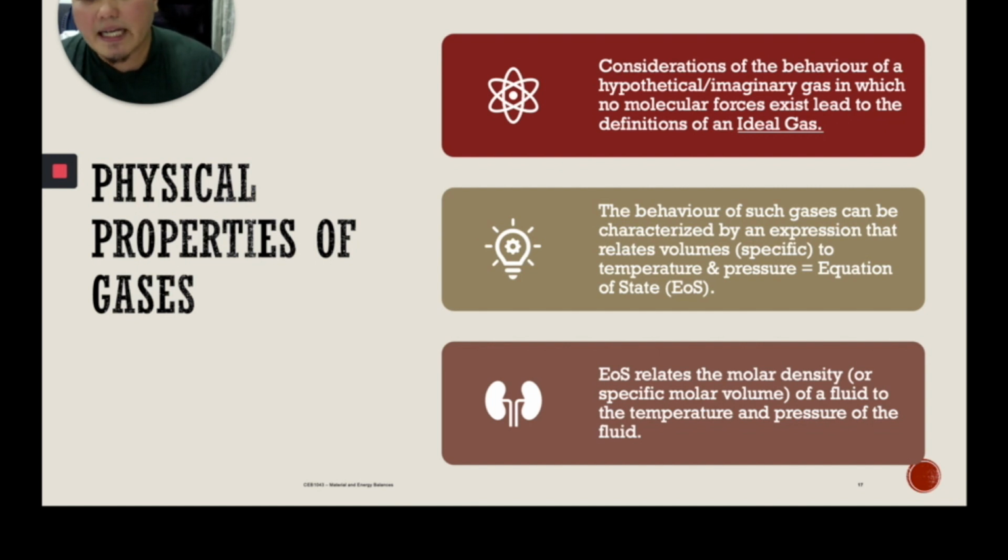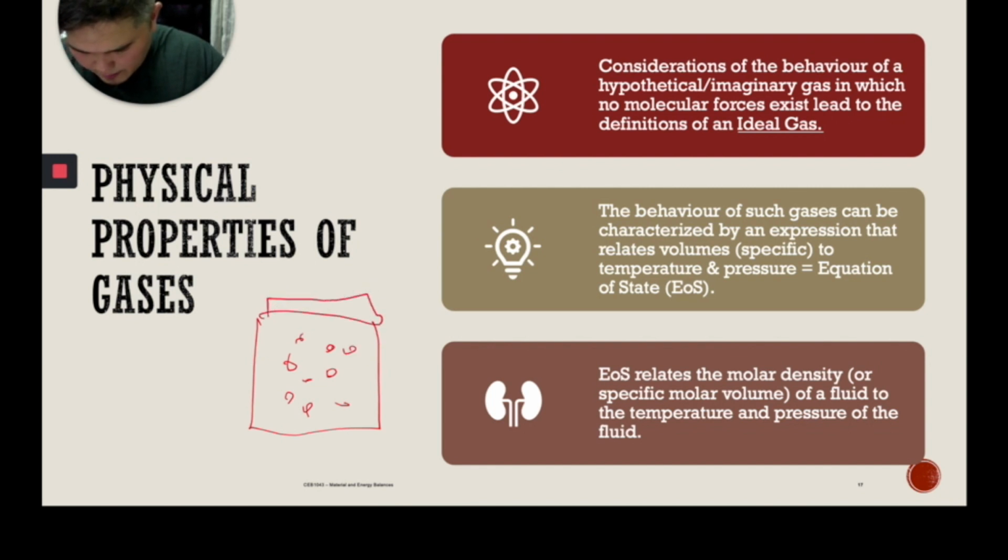What does it mean by ideal gas? If you have a container and you have gas molecules, the ideal gas assumes these molecules don't collide with each other. They just collide with the wall of the container. Only then does it reflect what an ideal gas is.